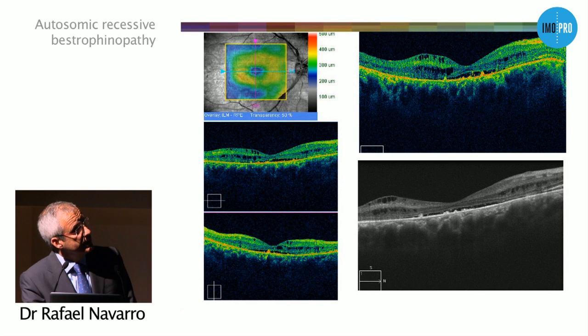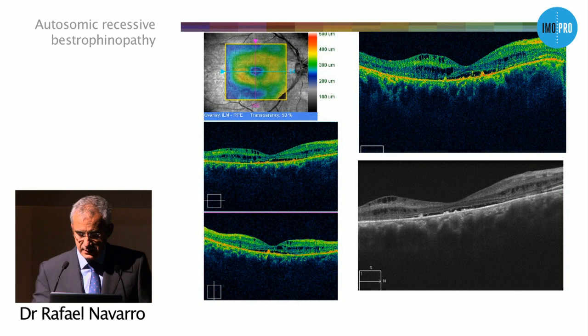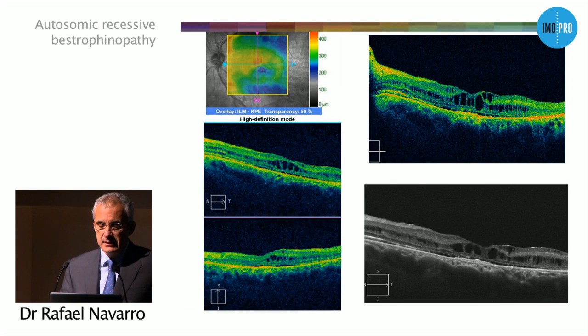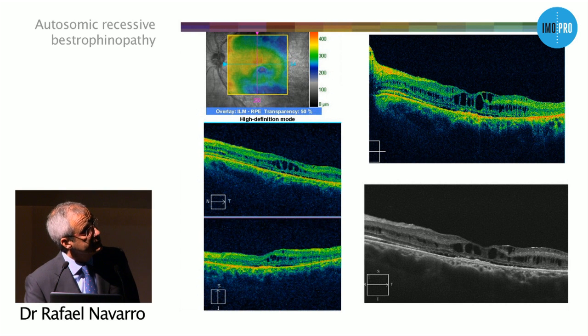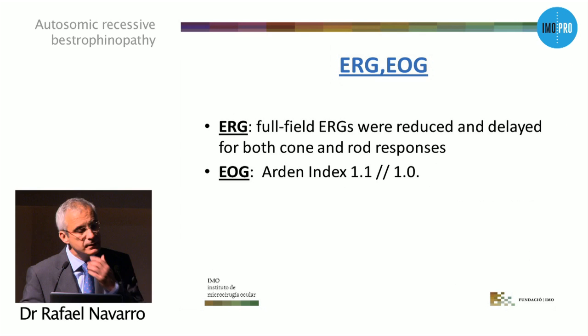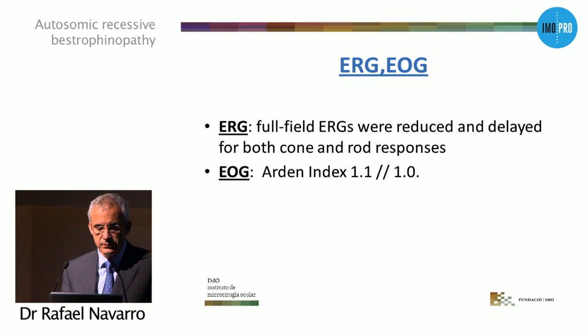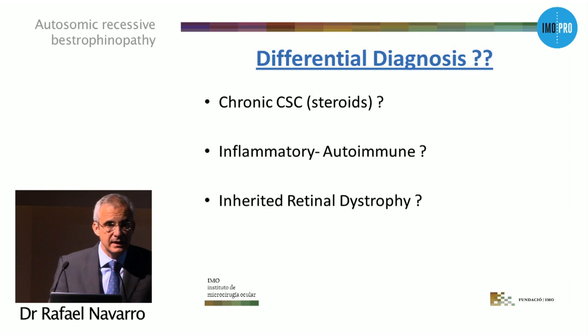On OCT scan, we can find some subretinal fluid, the deposits I have already mentioned, and some intraretinal cysts in the retina. This is the right eye, and in the left eye, those features are more evident. So we performed electrophysiologic testing, and full-field ERGs were reduced and delayed for both cone and rod responses. And on electrooculography, the Arden ratio was abnormal, with 1.1 in the right eye and 1.0 in the left eye.